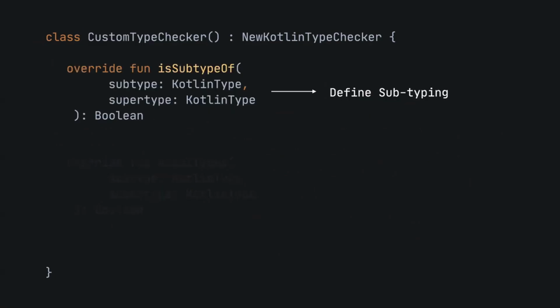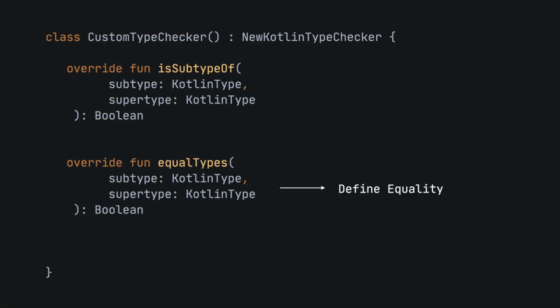New Kotlin type checker is a class provided by the compiler which I inherit from, and there are two methods I override: one is whether one type is a subtype of the other, which returns a Boolean, and also one for equality. And I could do some custom logic in these methods. So that's how you specify a custom type checker.